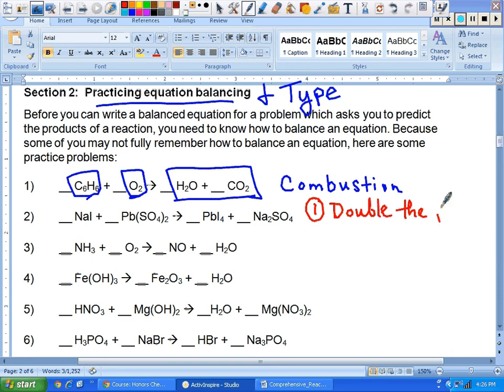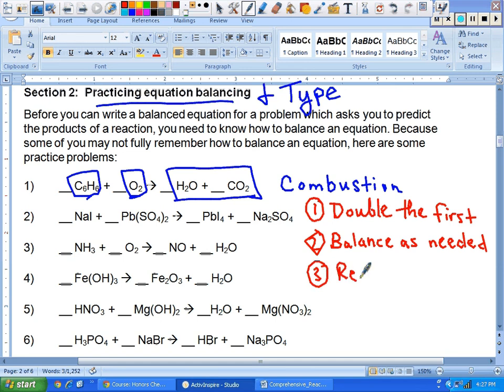Double the first. Balance as needed. And then the final thing, after you have balanced, make sure you can do this to all the terms in the coefficients, because if you can't do it by all of them, you can't do it at all, and that is reduce if you can. Okay? Reduce if you can. So let's try to balance this one.